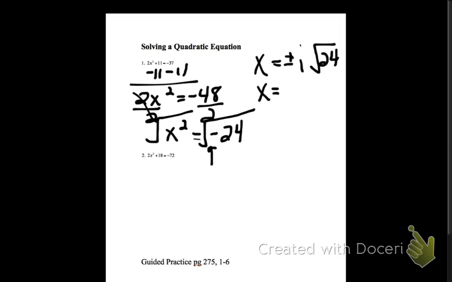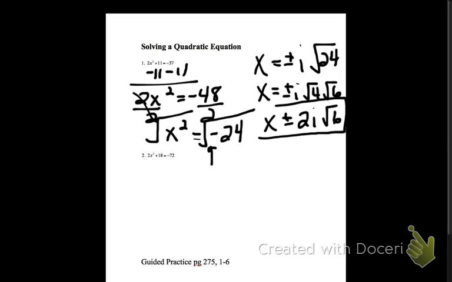We still need to simplify square root 24, so I can write that as plus or minus i root 4 times root 6, which would give us plus or minus 2i root 6, writing the coefficient in front of the i. I now know that my two solutions are imaginary, which means they would not show up on the real coordinate plane if I graphed this equation.